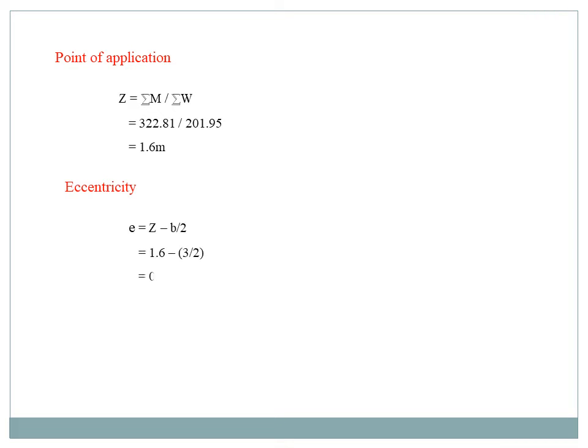Then eccentricity. Again, a simple formula for eccentricity: E is equal to Z minus B by 2. So Z is 1.6 meter. So B is 3 meter. So carefully listen, for this step only you will take B equal to 3 meter. For the remaining steps you can take B equal to 1 meter. For the eccentricity finding step only, B is equal to 3 meter because this 3 meter is the width of the base slab. Okay. So Z is equal to 1.6, B is equal to 3 divided by 2, E is equal to 0.1 meter.